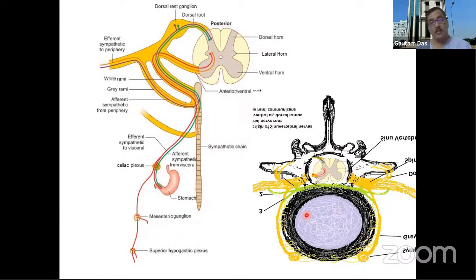I'm not going to go through the diagnostic part like discography and all those things; we might discuss them in some other classes. But this is how an internal disc disruption patient presents. So now, what is the difference with the disc prolapse? In disc prolapse, what is happening? The nuclear material is going still further out. So it is within the layers of the annulus and irritating the sympathetic nerves here.